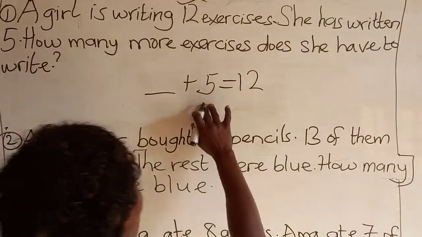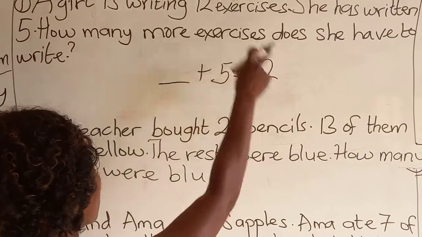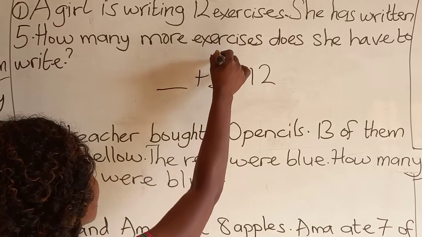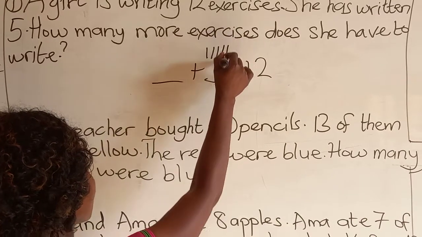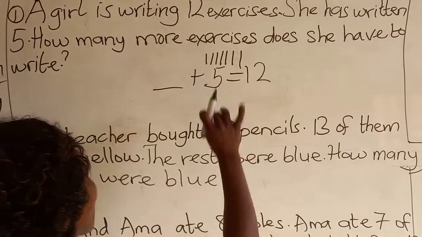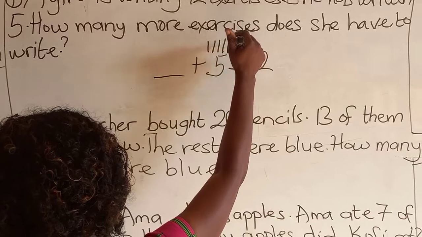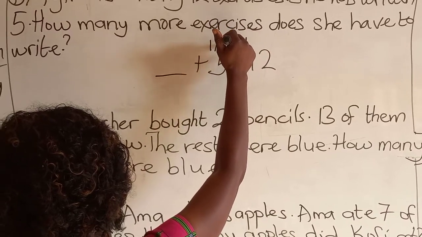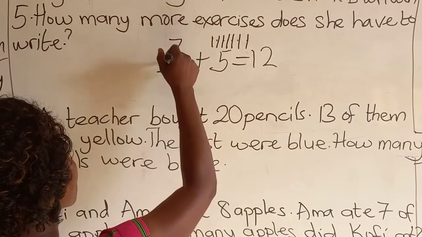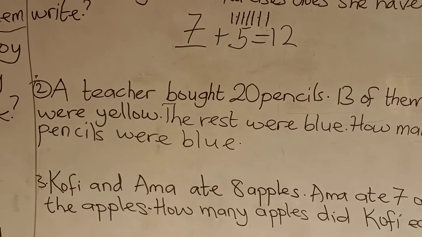Okay, so 5. Continue counting till you get to 12. So let's continue: 6, 7, 8, 9, 10, 11, 12. When you finish, you count your strokes. Let's count the strokes: 1, 2, 3, 4, 5, 6, 7. So your answer becomes 7. The next one.